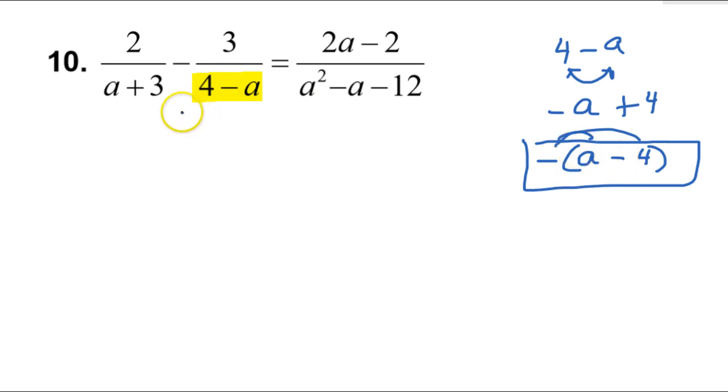In fact, maybe I'll just squeeze it on right now. Negative parentheses a minus 4. Okay, so anytime you see a backwards term, make that substitution. Now, there's one more thing I'm going to do right now. Because this is subtraction, I now have minus a negative. When you have minus a negative, that is a positive. So it's really just going to be plus. Okay, so with that, I can now go ahead and do the problem.